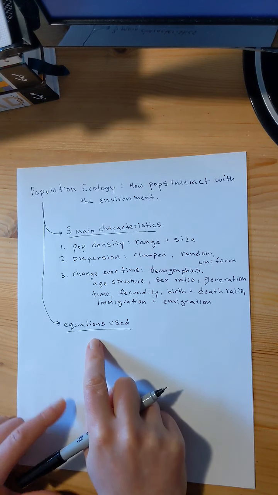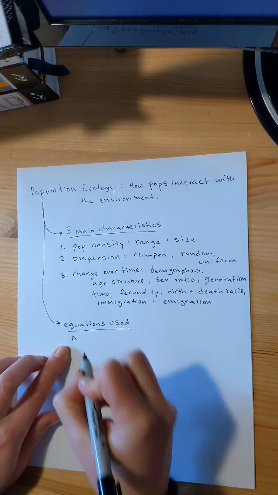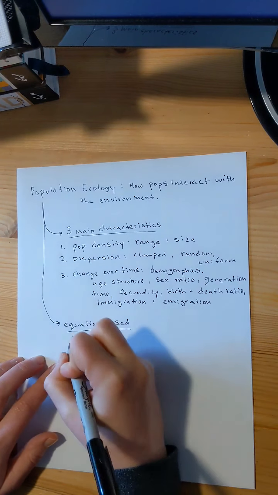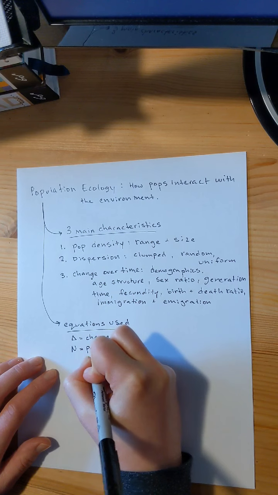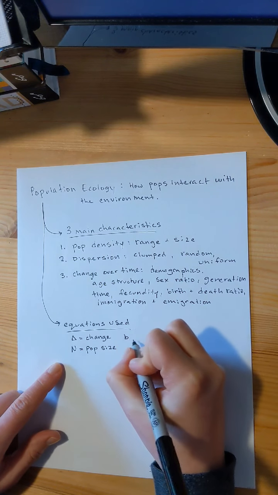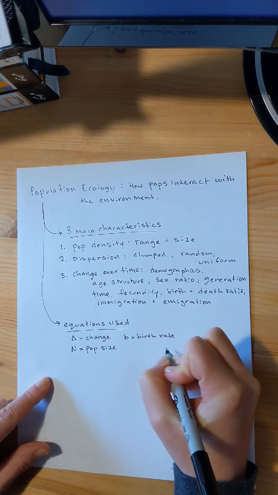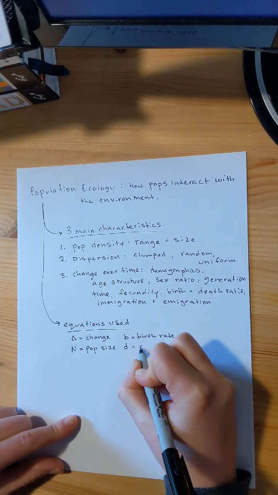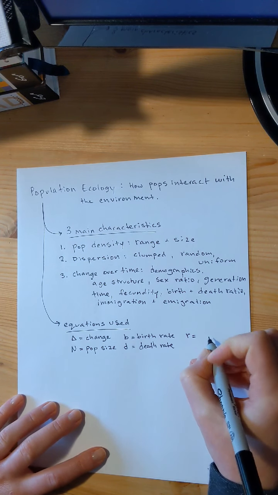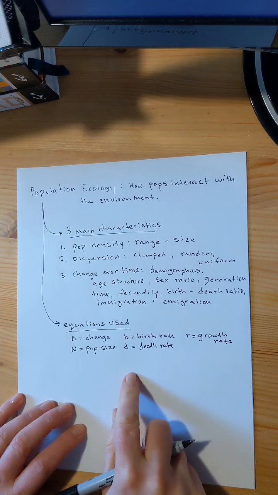Let's identify a couple different variables before we look at the equations. First, if you see a little triangle, that's called delta, and that equals change. N is your population size. Sometimes it's lowercase, sometimes it's uppercase. B, which is always lowercase, is the birth rate. D is the death rate. And then R is going to be the growth rate. All right, so let's look at an equation.